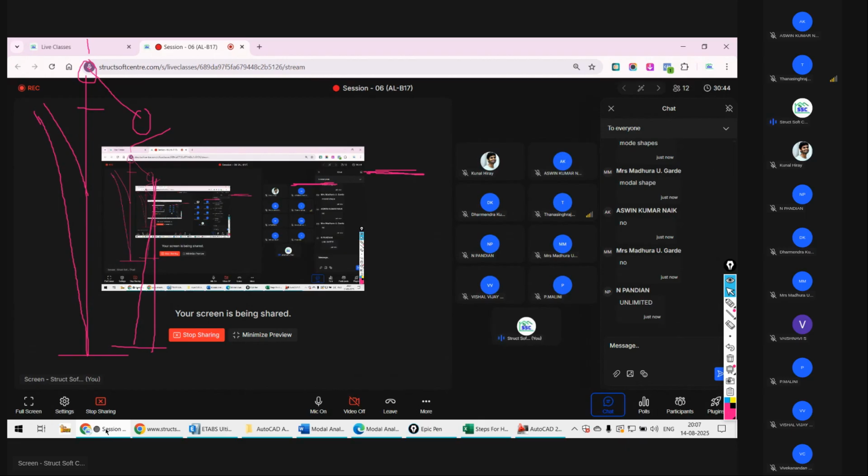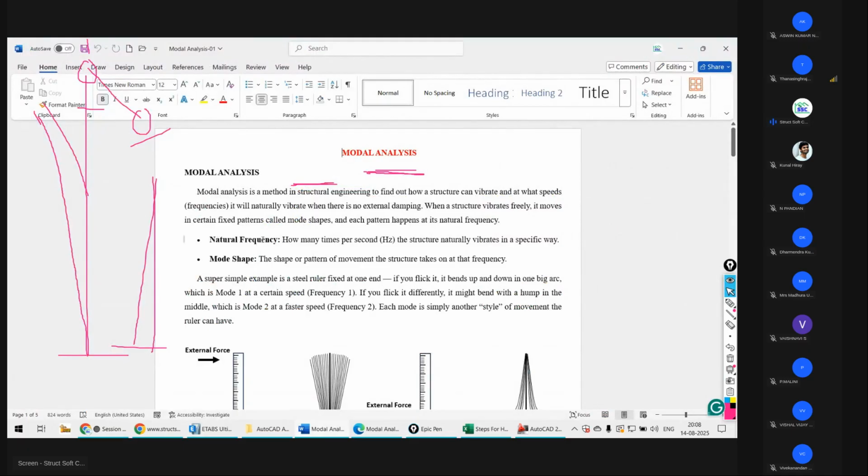So you can have the response of the structure in each action, and capturing the response is nothing but your mode shapes. We are capturing how the building is responding. So that is your modal analysis. Natural frequency is how many times per second, a very basic thing you know very well. Mode shape is the shape or pattern of the movement the structure takes on that particular frequency. Under the action you apply, how the structure responds, we capture that. That is nothing but your mode shape.